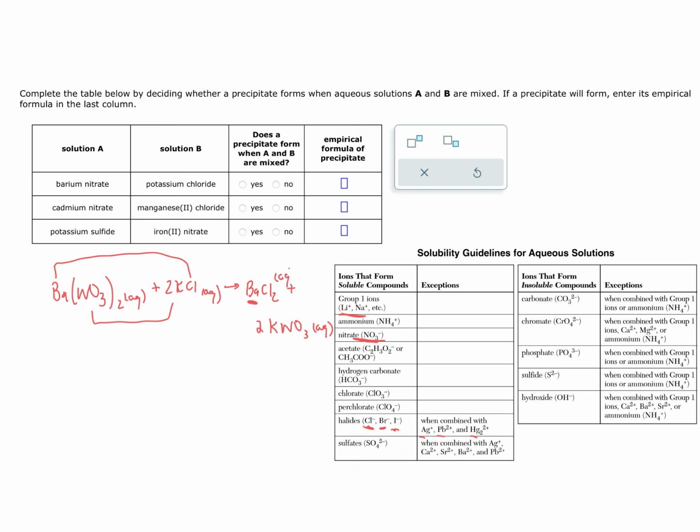So there will not be a reaction in this case. There will not be a precipitation. There wouldn't even be a reaction to document because we go from aqueous to 2 aqueous in solution. Nothing will precipitate. In the next reaction, we have cadmium nitrate.